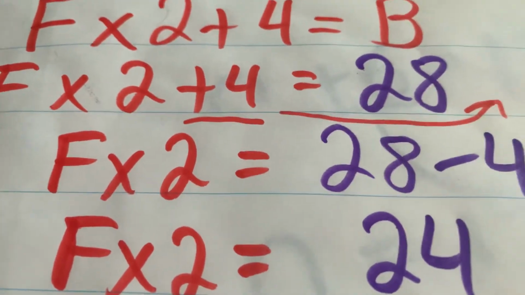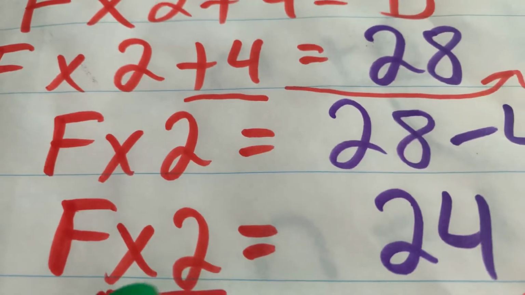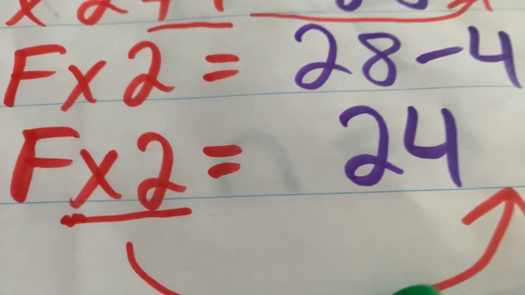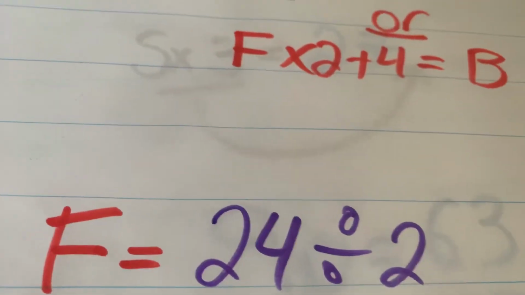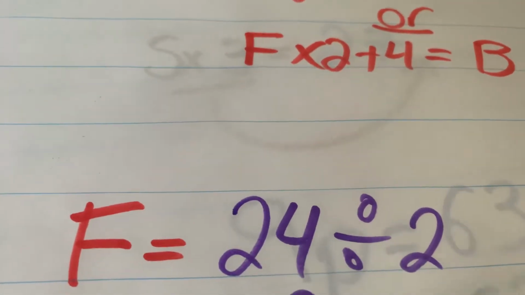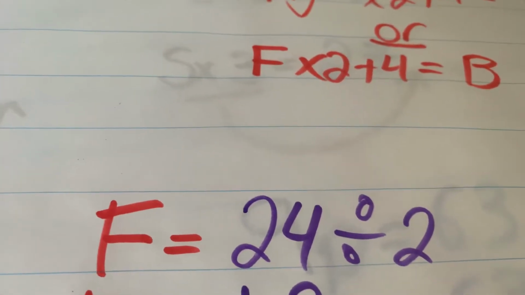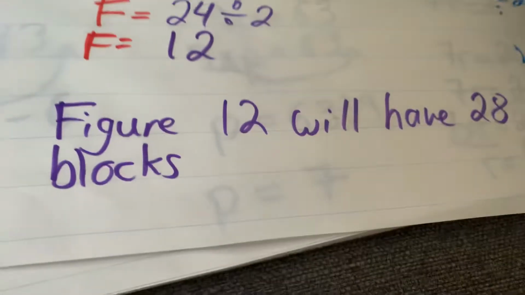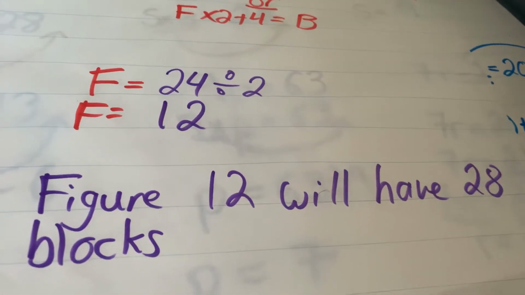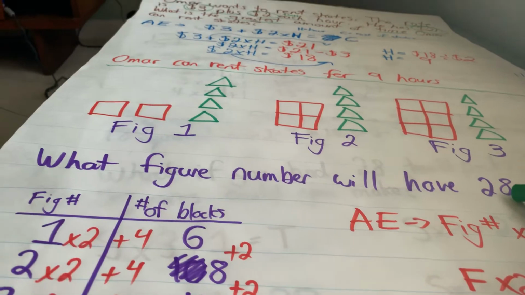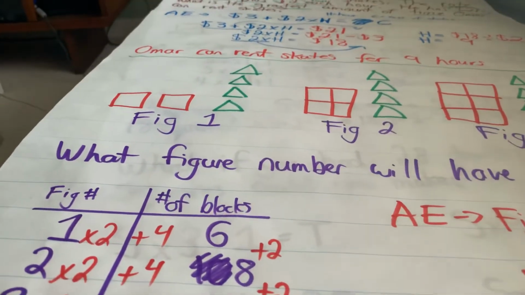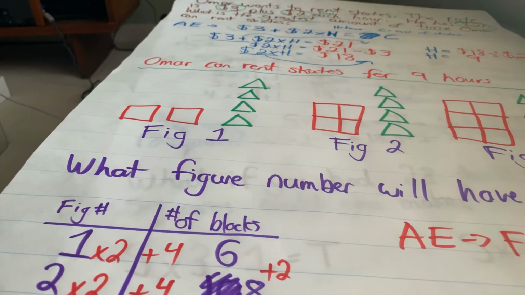So something times 2 gives me 24. Now I can move the times 2 over to where the 24 is. I'm going to rewrite what I have left, which gives me F equals 24 divided by 2. Now I just do the simple division. F equals 12, which means that figure 12 will have 28 blocks. All right. This is what inspection is. Using what you know, which is sometimes the answer, using what you know about one variable to help you figure out the other variable.